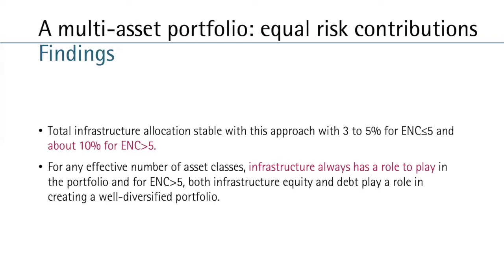So to conclude this section, we have seen three different optimization exercises, and we have also tried varying portfolio objectives by moving the targets of return, risk, or ENC. But we found one common conclusion, that infrastructure is always included in the portfolio, and the allocation has a reasonable range of about 10%, ultimately depending on the objective.